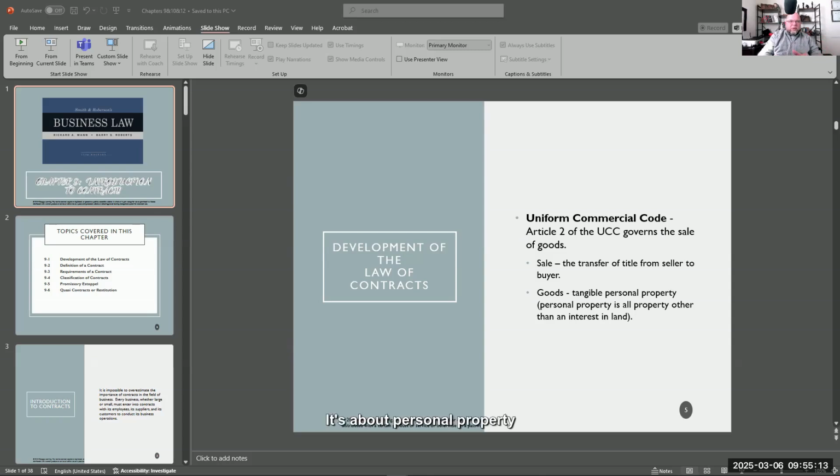It's about personal property that you would own, like a computer or a phone or a notebook, whatever it may be. When you go to purchase those, the goods you have on your shelf in your pantry, the goods that you use to clean your house, those are items covered under the UCC. And Article 2, specifically, is the UCC for the sale of goods. A sale, according to the code, is just a transfer of title from seller to buyer. Real simple. Goods are anything that's tangible, personal property.